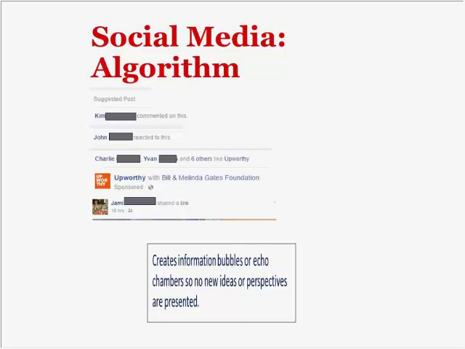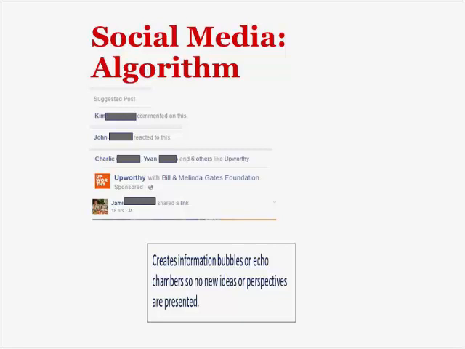So social media in itself, the algorithm that they use to present you with stories can influence the news that you see. These are actually examples from my own personal Facebook feed, which is why I blacked out people's names. I got a suggested post, and this is based on what my friends think, what I've clicked on, what other things I've looked up or what stories I followed.